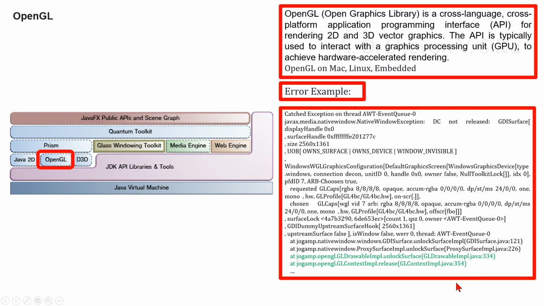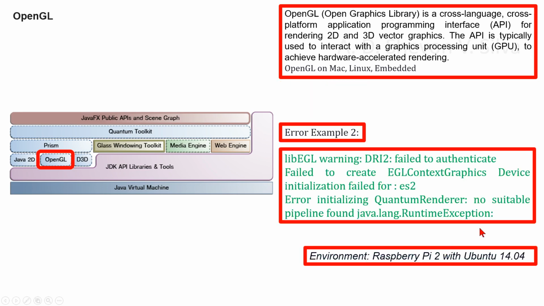As error example 2, we can consider this error that occurred in an environment with Raspberry Pi 2 with Ubuntu 14.04. libEGL warning: DRI2 failed to authenticate. Failed to create EGL context for graphics device. Initialization failed for ES2. Error initializing QuantumRenderer: no suitable pipeline found. java.lang.RuntimeException.